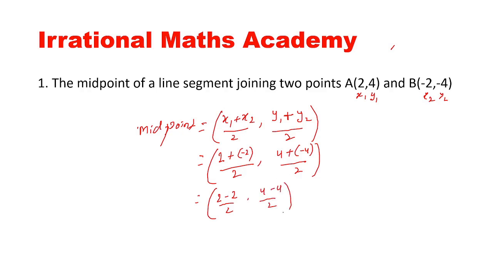4 by 2. So if you remember, what will we get here? 2 minus 2 is 0 by 2 comma 4 minus 4 is 0 by 2. Anything, okay, 0 by anything is 0. And here this is also 0. So the midpoint of the line segment joining the two points A and B is (0, 0). Is this clear?